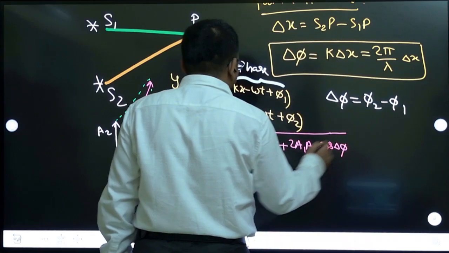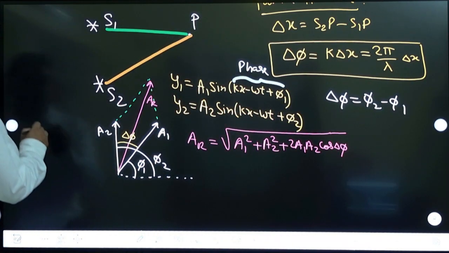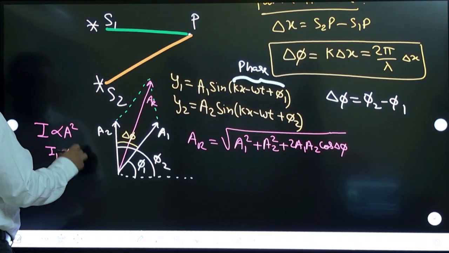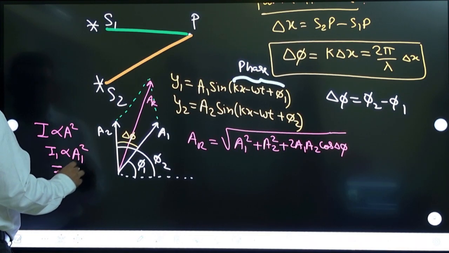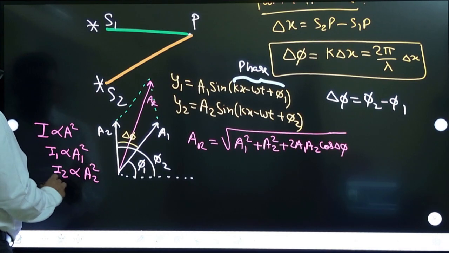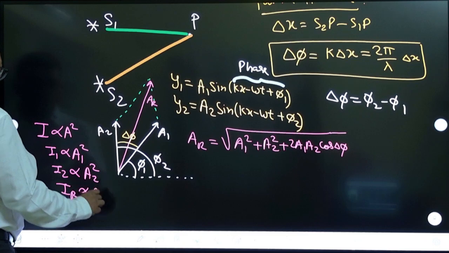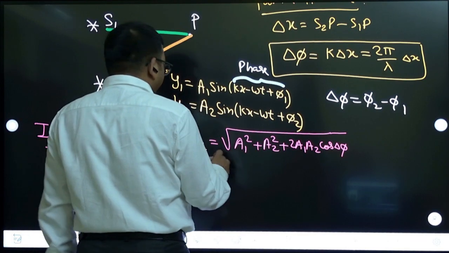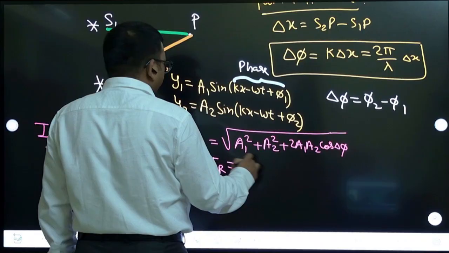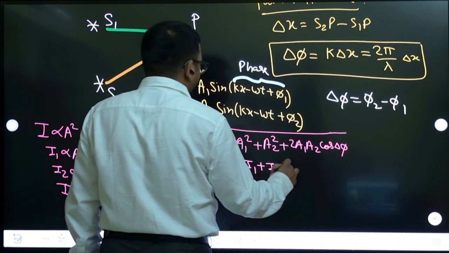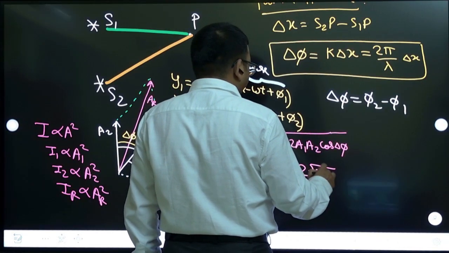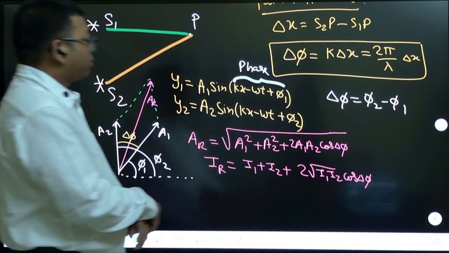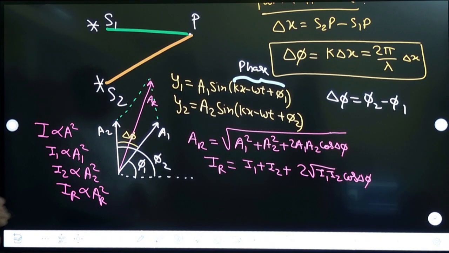We know that intensity is proportional to amplitude squared. The first wave's intensity is proportional to the first amplitude squared, the second wave's intensity is proportional to the second amplitude squared, so the resultant intensity will be proportional to the resultant amplitude squared. In that way, we can calculate the resultant intensity as I1 plus I2 plus 2 root I1 I2 cos delta phi. This is how you calculate resultant intensity and resultant amplitude.